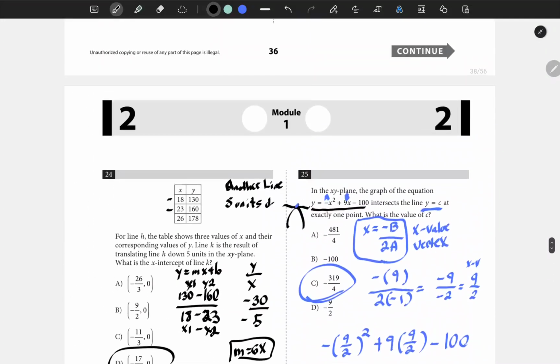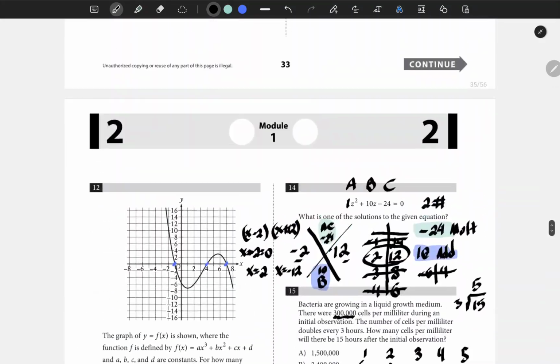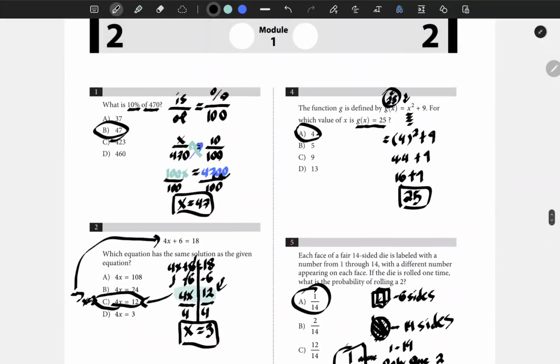I'm going to put this PDF on there just so you guys can see exactly what I did and how I did it. And yeah, it's every single problem that we went over.